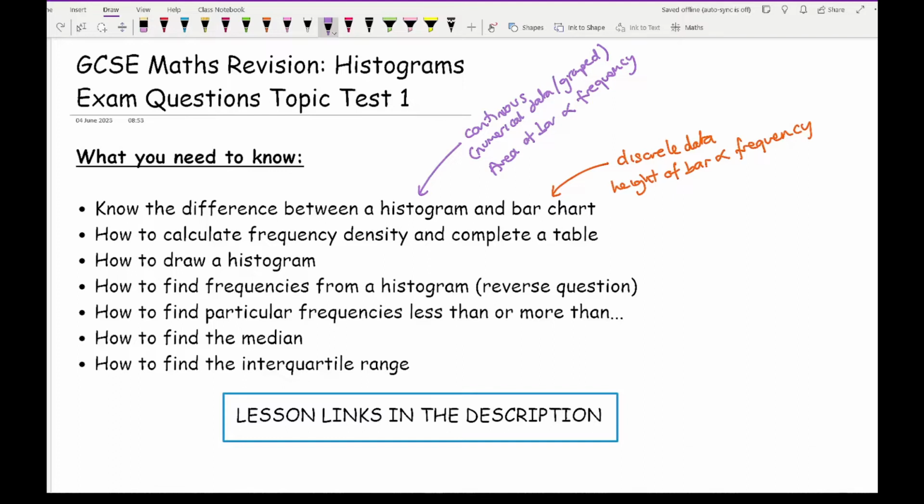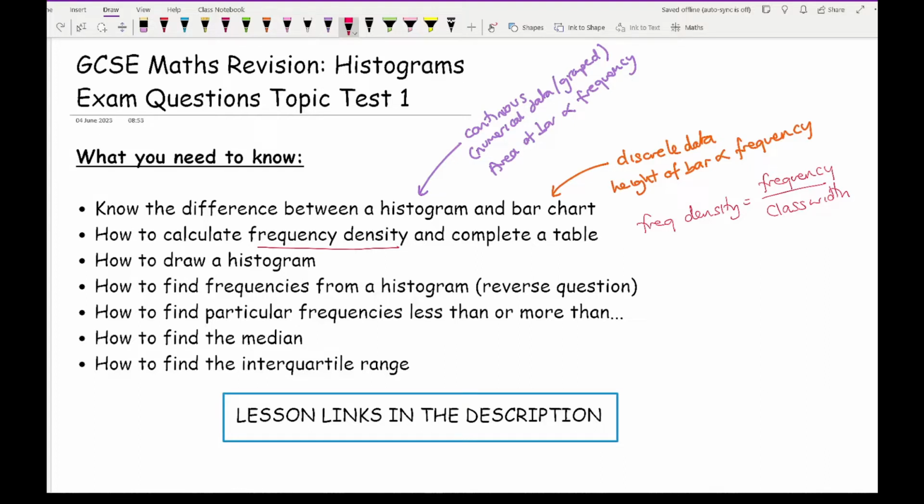Now the next thing you then need to know is how to work out the frequency density and how to complete a table. Frequency density is equal to the frequency of the group divided by the class width. The class width is always the upper bound take away the lower bound. Ignore the inequalities, don't worry about the decimals, just go straight into upper bound take away lower bound, work it out, and that's your class width.